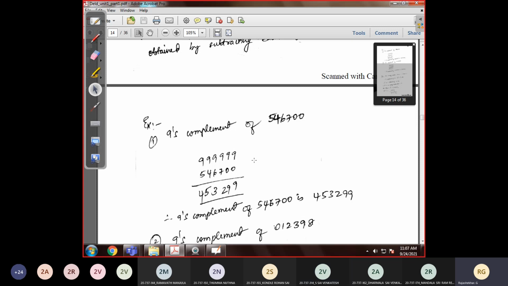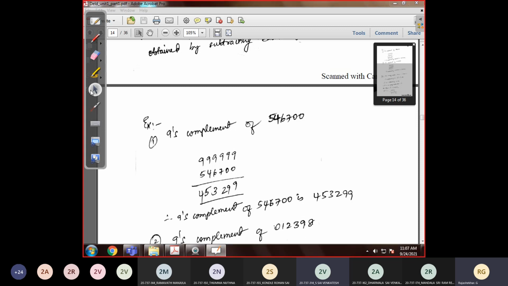So how many digits are there? First of all, identify the number of digits as it is given in the number. Anybody? How many digits are there here? 5? 5 or 6? Take the number as it is given. So how many digits are there in the number? 6 digits are there. So subtract the given number from six 9s. That's it. Don't think much there. So anybody, what is the answer?